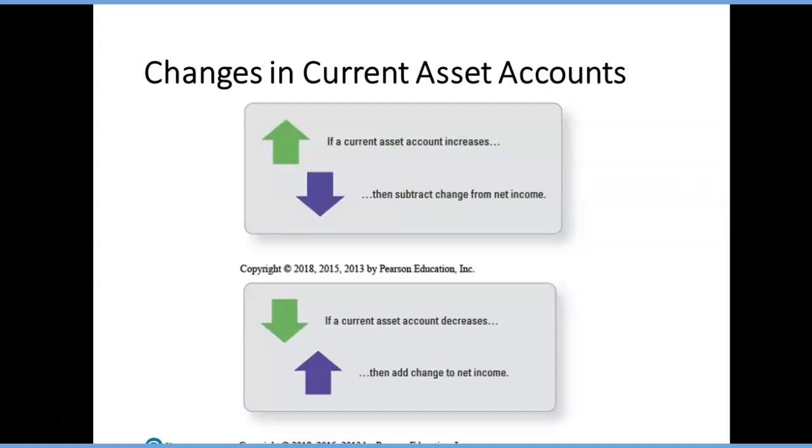This particular slide is kind of important because it gives you a snapshot. If your current asset is going up, it's going to be a reduction in your net income.